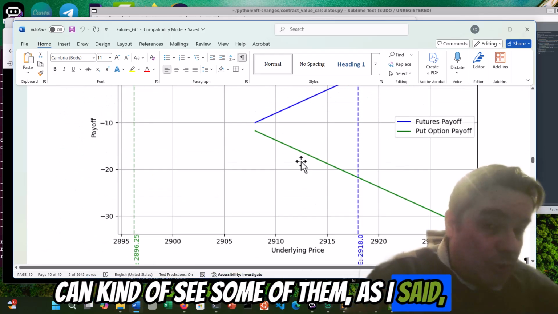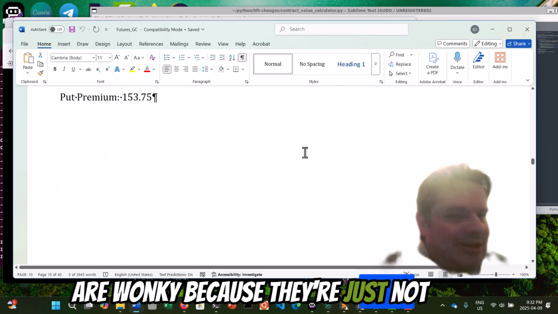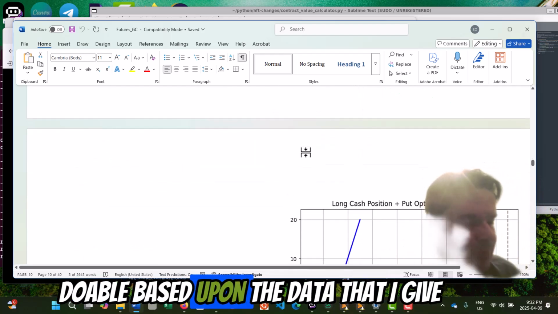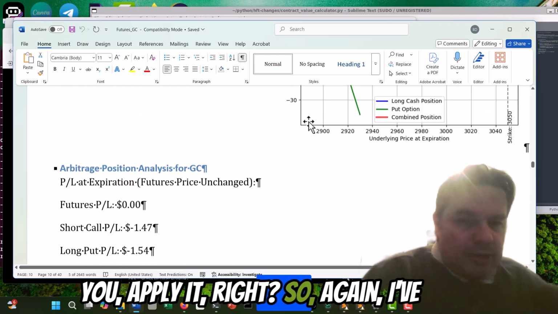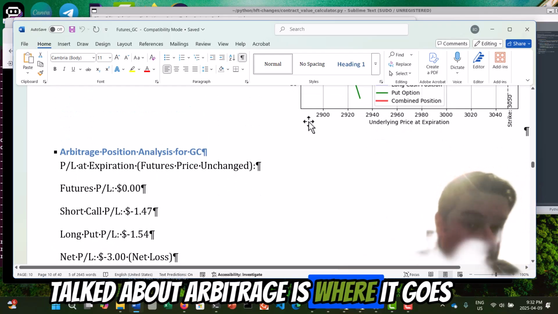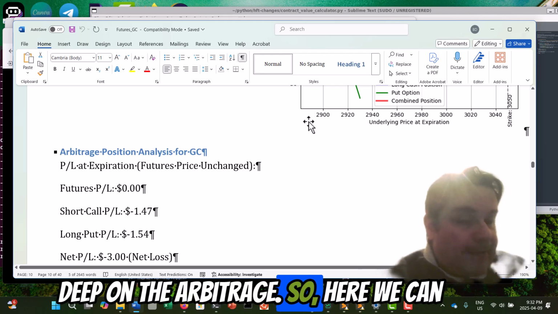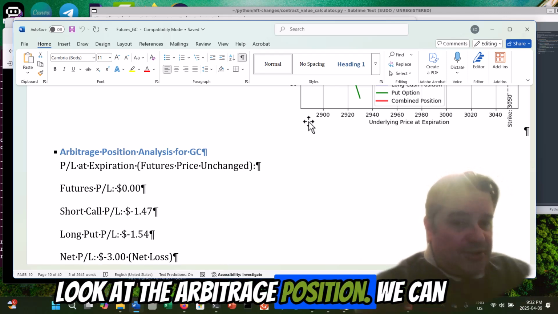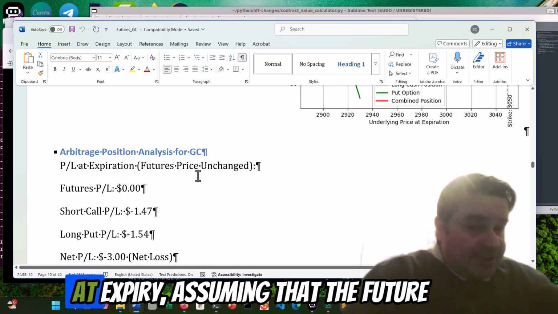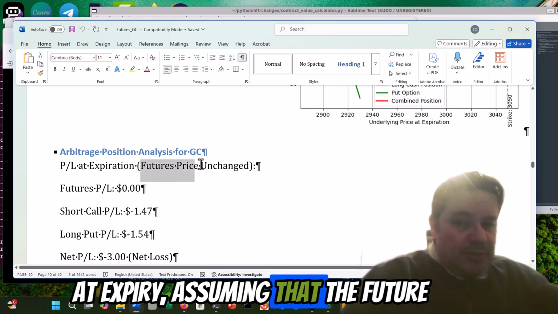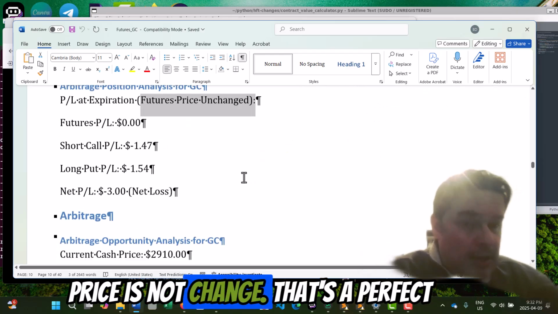Some of them, as I said, are wonky because they're just not doable based upon the data that I give each plot, right? So again, I've talked about arbitrage. This is where it goes deep on the arbitrage. So here we can look at the arbitrage position. We can calculate what our profit and loss would be at expiry, assuming that the future price does not change.